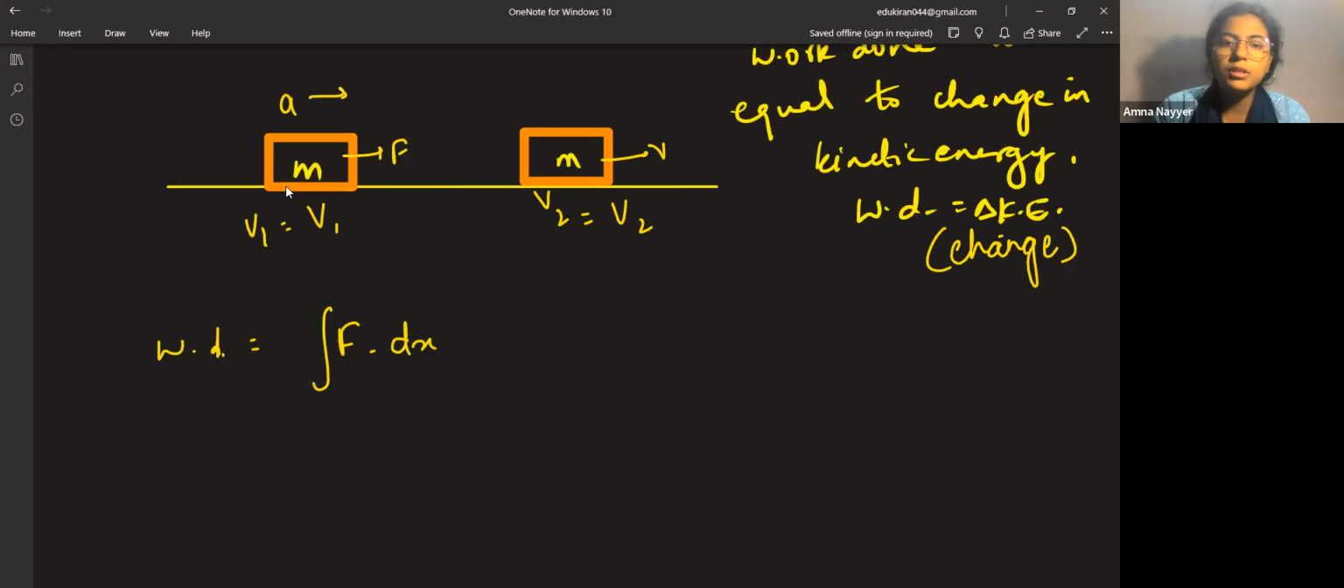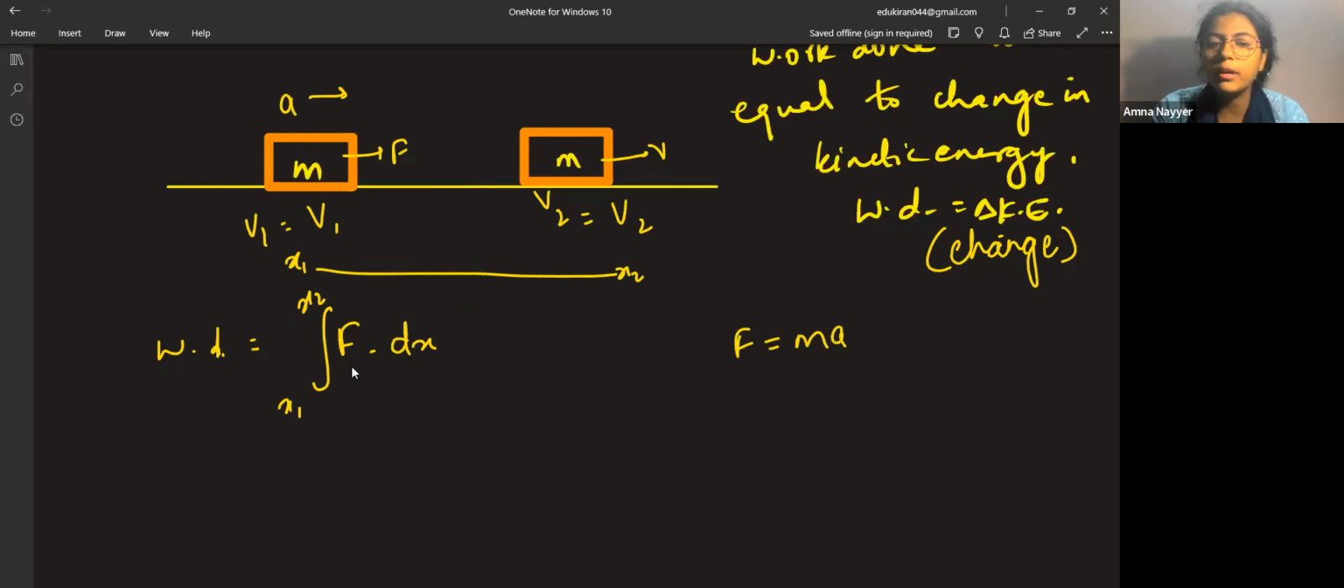Now let us assume the body has displaced from x1 to x2. So we'll integrate it from x1 to x2. Now the body will be having acceleration also. Velocity is there. The body will be having acceleration also, right? So what is the force equal to? Newton's second law. Remember, F is equal to ma.